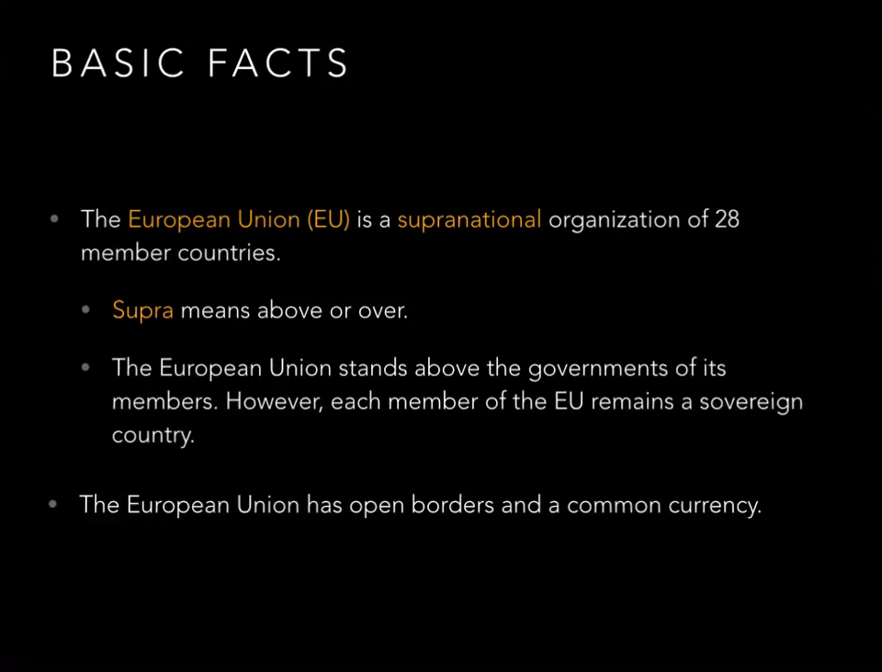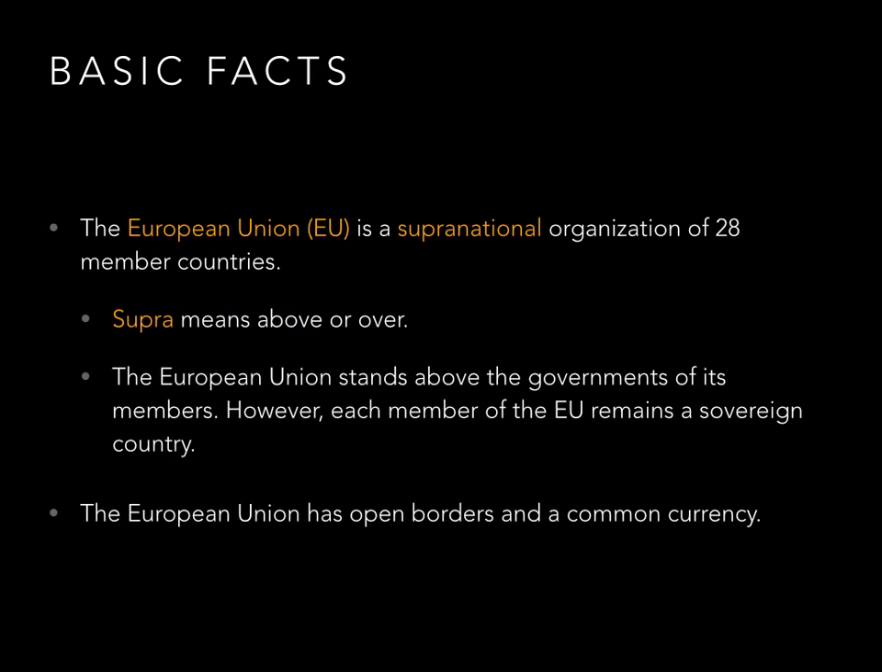Introduction. Basic facts. The European Union, or the EU, is a supranational organization of 28 member countries. The term supra means over or above. Therefore, the European Union is an organization that stands above the governments of its member nations.